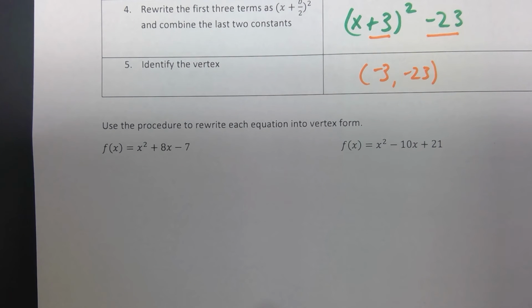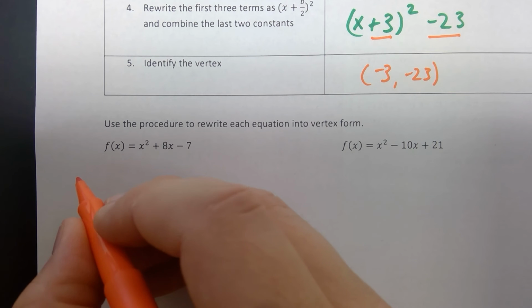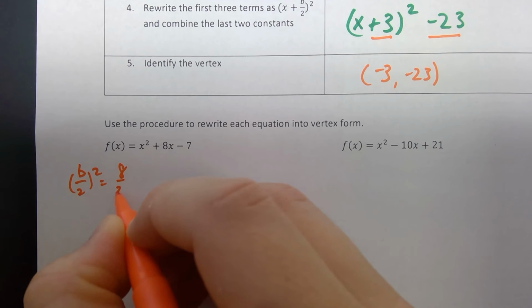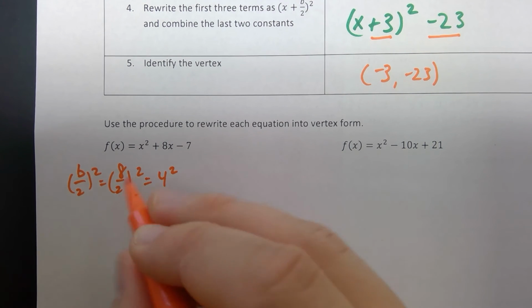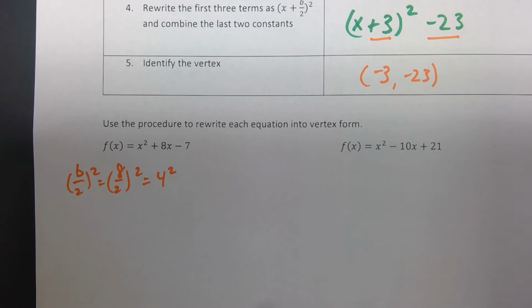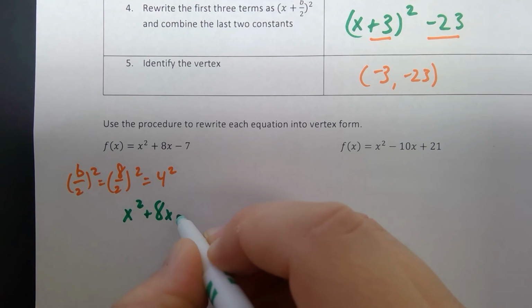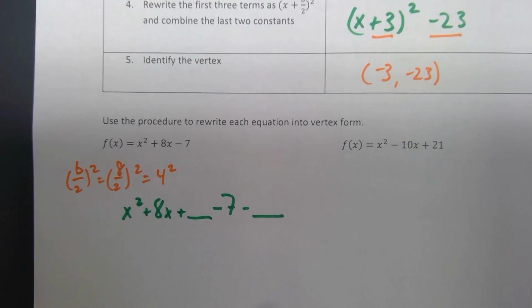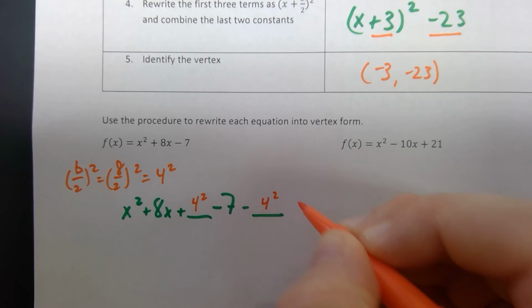All right, so I'm going to go ahead and work through this one. I'm not going to detail everything that I do, but I am going to solve this into vertex form. So I have b over 2 squared, so 8 over 2 squared, which is 4 squared. Now I'm going to write my form down here. I'm still going to put my blanks here, of course. I always got to do that. So x squared plus 8x plus blank minus 7 minus blank. Let's fill in those blanks real quick. We've got 4 squared, 4 squared.